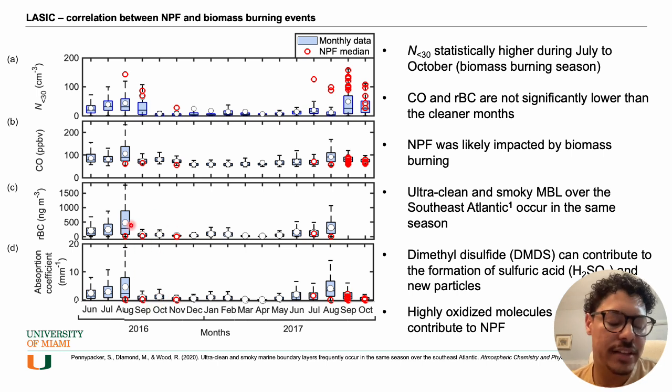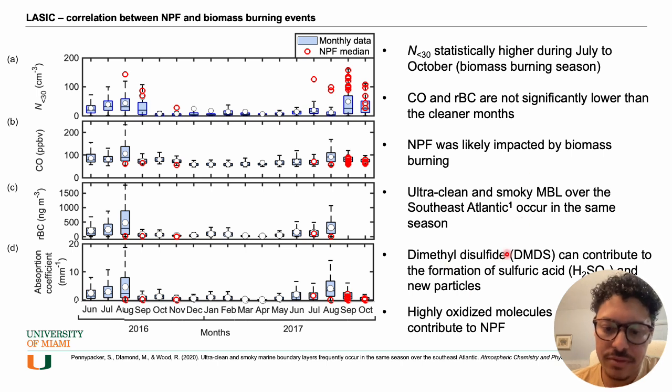indicates that the NPF event required a clear environment, although some NPF events also have considerably higher rBC and absorption coefficient, especially in 2017. Recent studies showed that the ultra-clean and the smoke boundary layer occur frequently in the same season. This happens because the ultra-clean period corresponds to more intense and frequent precipitation, as well as stronger drizzle production and coalescence scavenging from the deeper boundary layer, which effectively removes the pre-existing aerosols but not the non-soluble gases such as CO and potential precursors of new particle formation.